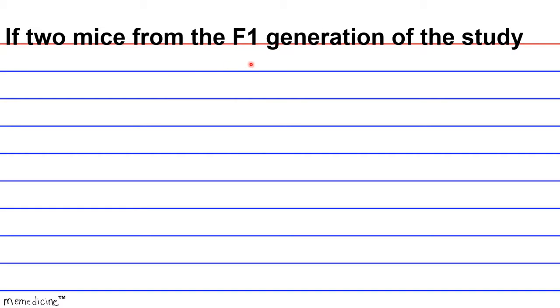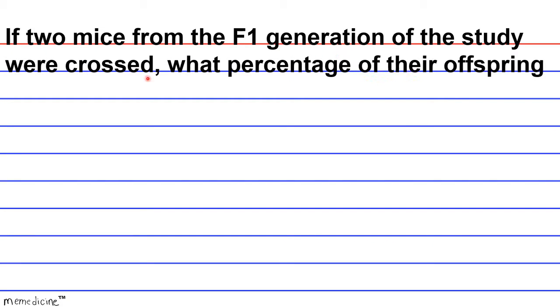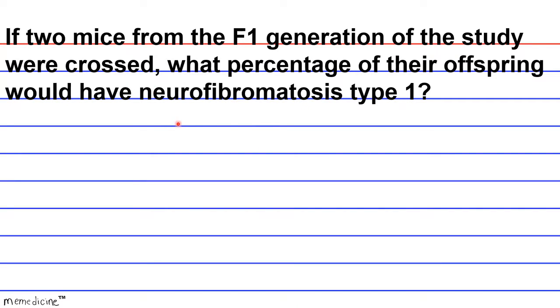If two mice from the F1 generation of the study were crossed, what percentage of their offspring would have neurofibromatosis type 1? Would it be A, 25%, B, 75%, C, 50%, or D, 100%? And while you're arriving at the correct answer choice, just in case you haven't sorted out the definition of F1 in your mind, F1 is short for first filial. That's the first filial generation, and filial simply denotes the generation or generations that come after a parental generation.